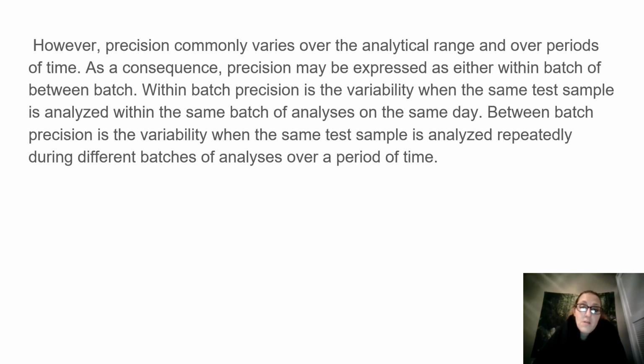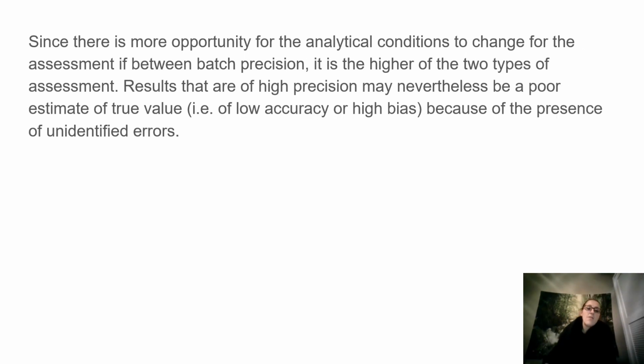Within batch, precision is the variability when the sample test is analyzed within the same batch of analysis on the same day. Between batch, precision is the variability when the same test sample is analyzed repeatedly during different batches of analysis over a period of time. Since there is more opportunity for the analytical conditions to change for the assessment of between-batch precision, it is the higher of the two types of assessment.